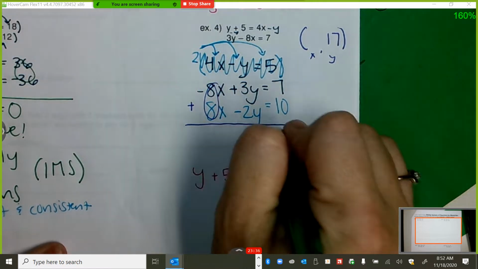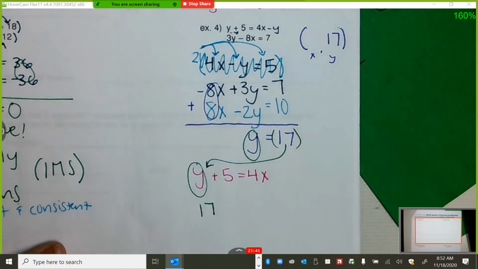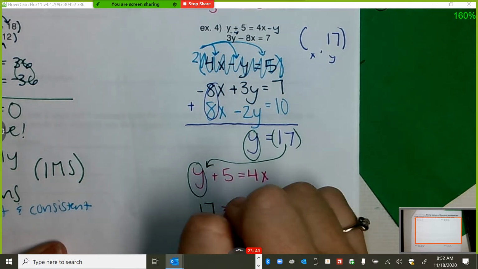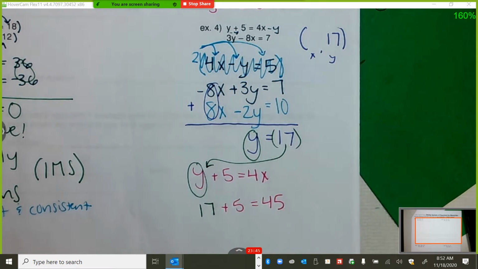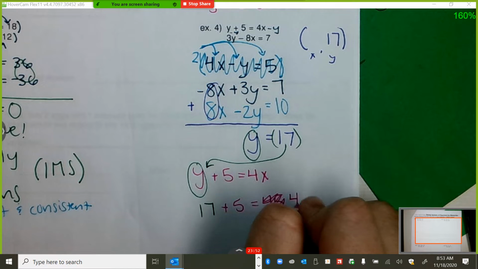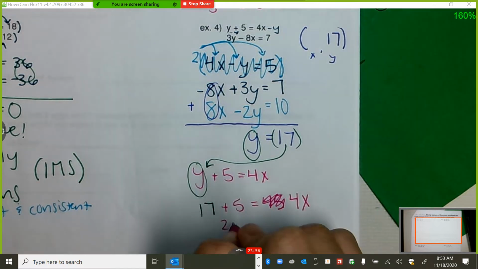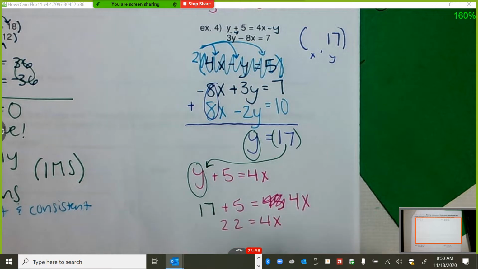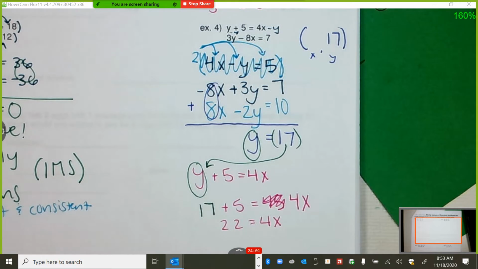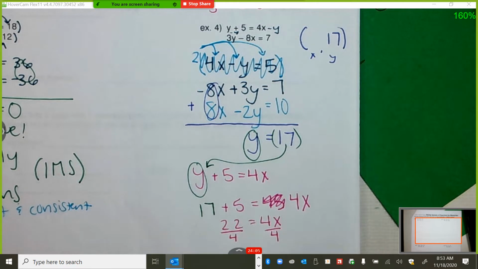Well, if y equals 17, I can replace y with 17, and I get 17 plus 5 equals 4x. What's 17 plus 5? Why did I write 45? 4x. Sorry, y'all. So this gives me 22 equals 4x. And now how do I get x by itself? Divide by 4. It's not pretty. But is that okay?